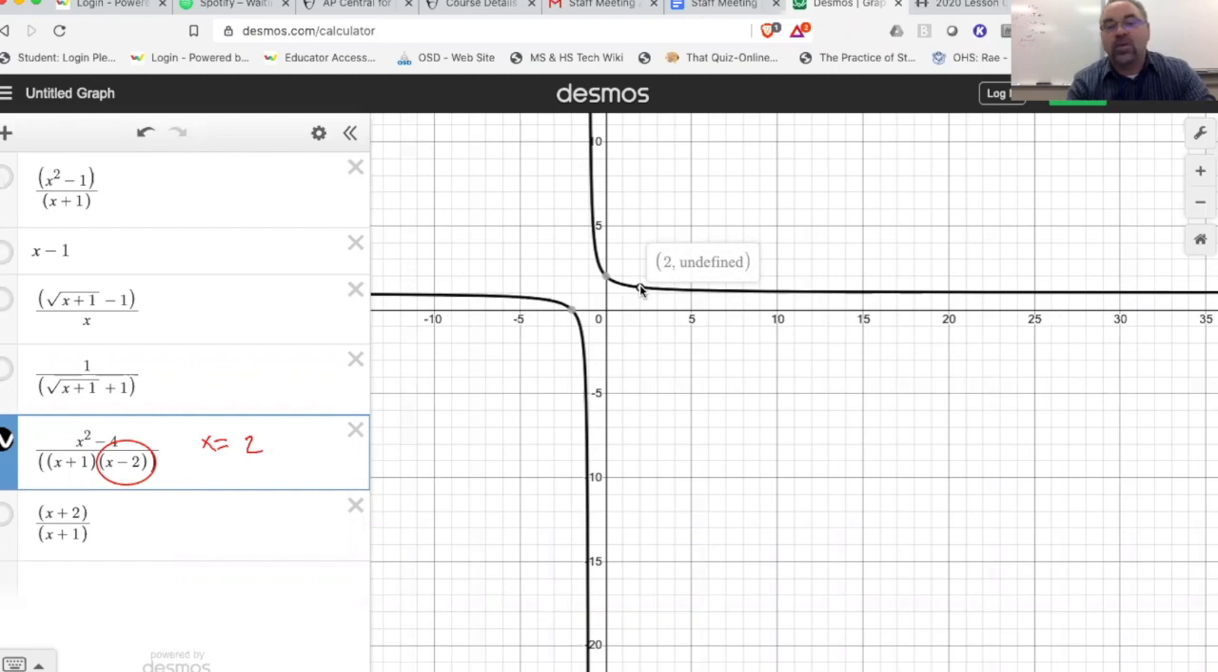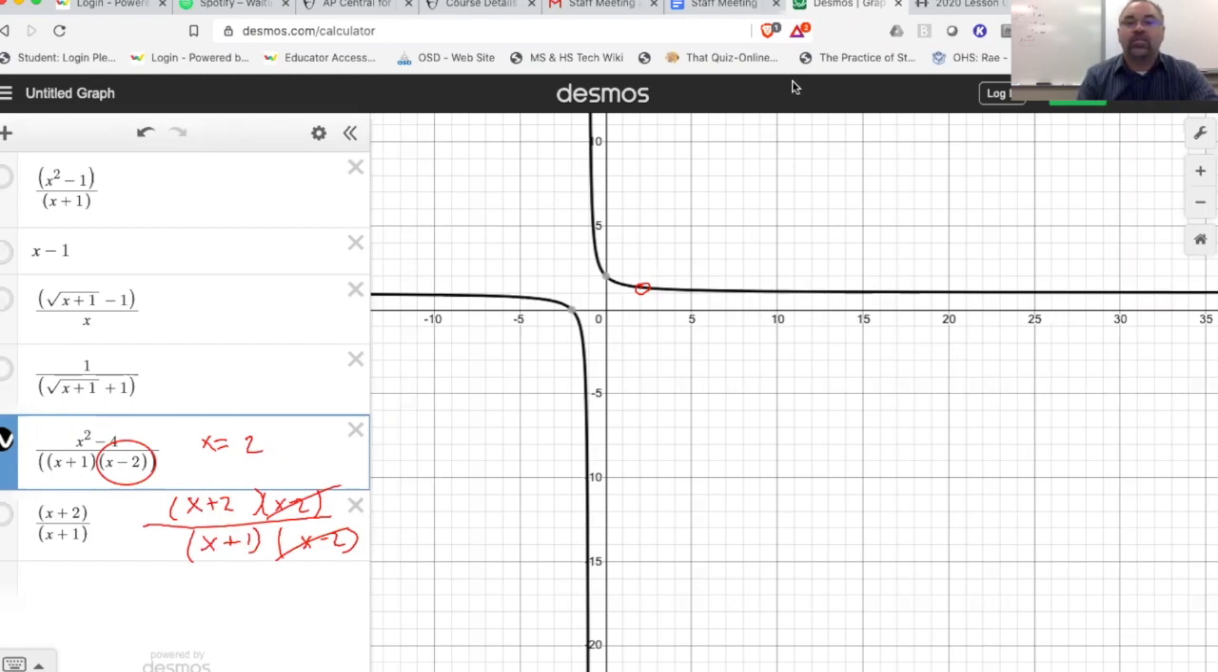And I know it's going to be a hole because when I do a little bit of factorization on our numerator, I get x plus 2, x minus 2 over x plus 1, x minus 2, those cancel out. And so that's a removable discontinuity. And you can tell because it's just a hole in the graph right there. Okay, the non-removable remains as a vertical asymptote.